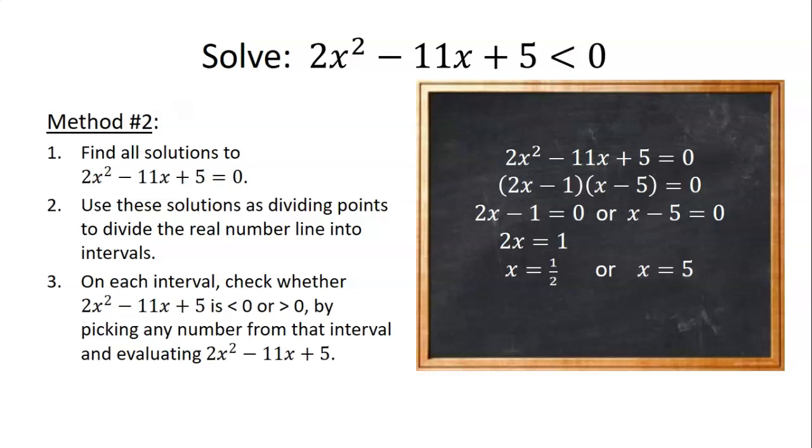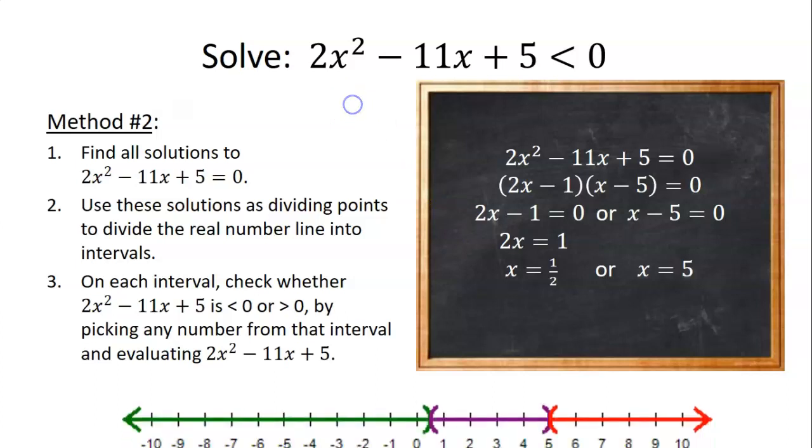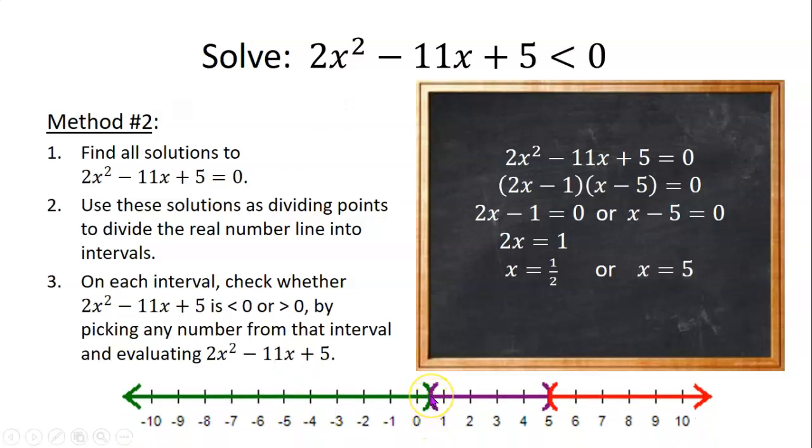So those two numbers are the two x's that make 2x squared minus 11x plus 5 come out equal to 0. So the next thing we do is we use those two numbers, those solutions to that equation, as dividing points to divide the real number line into intervals. If we divide the number line up at 1/2 and at 5, that divides it into 3 separate pieces. We got the part that's over here to the left of 1/2. We got the part here that's between 1/2 and 5. And we got the part over here that's greater than 5.